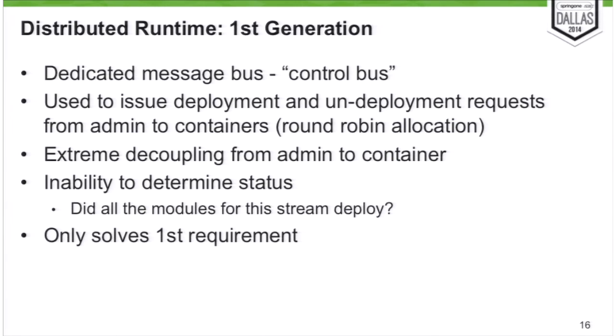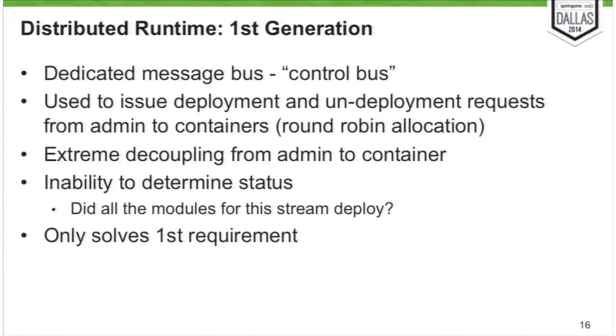When I first joined the team, the way that the runtime worked was basically built on a dedicated message bus that they would call the control bus. What would happen is when you're typing on the shell to deploy a stream, the admin would put a message on the bus that says, somebody somewhere go deploy this. So it would just throw these things up on the queue, and whatever container happened to be available would pull stuff off the queue and deploy the module. So that fulfills the first requirement.